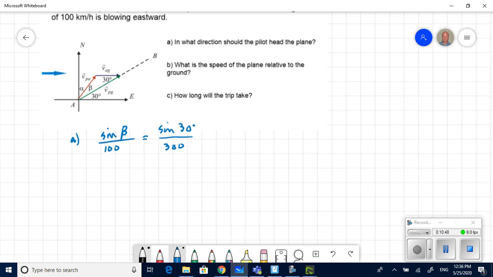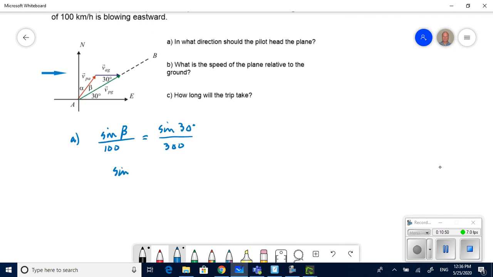Okay, so when I cross multiply and do a little bit of calculator work and then do inverse sine, I get beta to be approximately, I'm going to round off here, approximately 10 degrees. I think it was about 9.6 degrees. I'm going to round it to 10. That allows me to calculate the other angle.